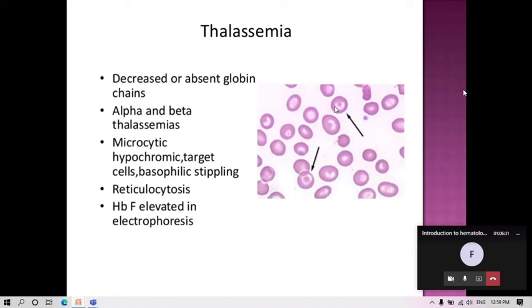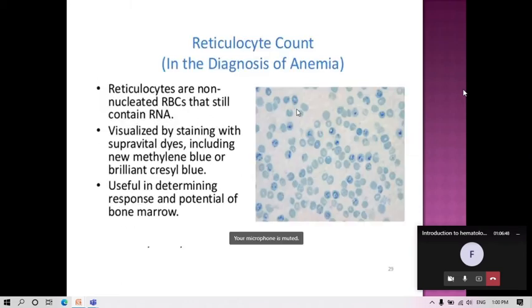Reticulocyte count is very, very important, and you have to remember that whenever you are investigating any hematological condition, you should ask for a reticulocyte count. A baseline retic count should be there. So what is a reticulocyte? These are the immature RBCs. They still have the RNA.